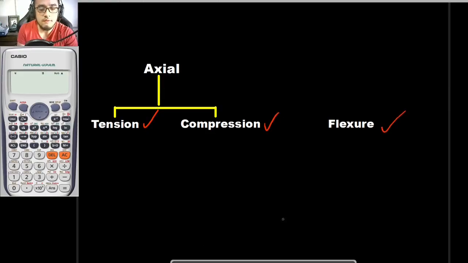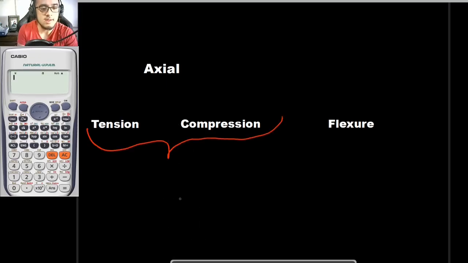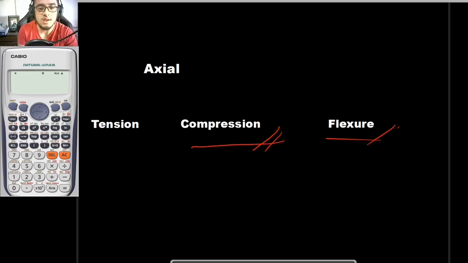But what if we would be combining two of these cases? We can't just combine tension and compression, because if we combine these two, they would simply cancel out, so let's leave that alone. But if we are to combine compression and flexure, is it possible? Or let's say tension and flexure, is it possible? The short answer is yes, it is possible, since that is our lesson for today.